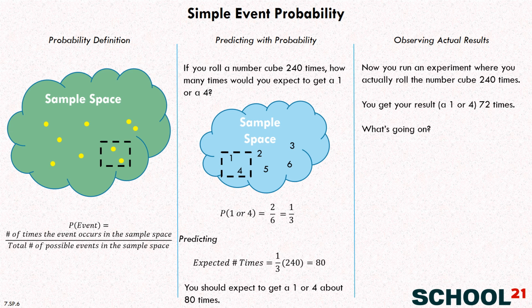So now let's say you ran an experiment where you actually roll the number cube those 240 times, you keep track of every single one, and you write down what you get. You get a 1 or a 4 only 72 times, not 80 times. Well, what's going on? Is it that the number cube is faulty or defective or unfair? Or is it that probability sometimes doesn't match the results that you get when you do an experiment in the real world? And it's the latter. Predicted probabilities often don't exactly match real world results. They just tell you what is likely to happen. And that's how we calculate simple event probability and use it to predict results.